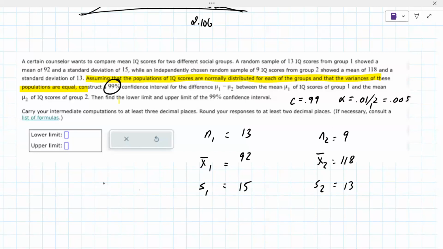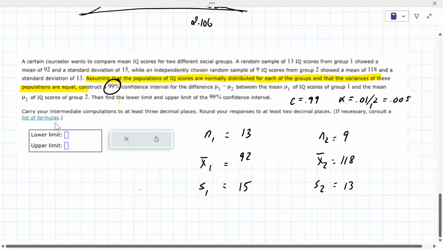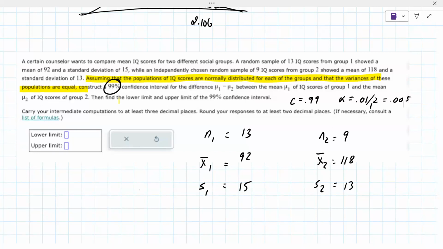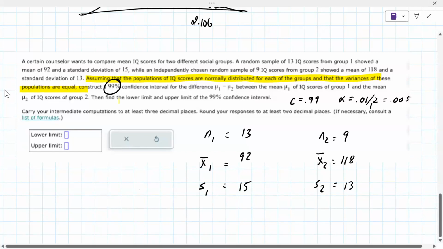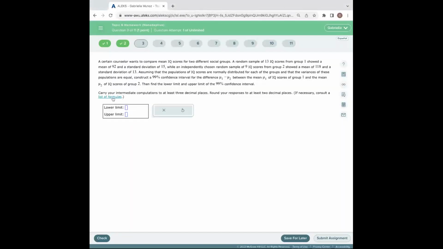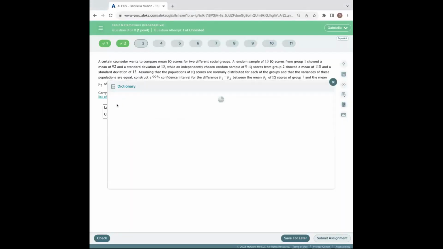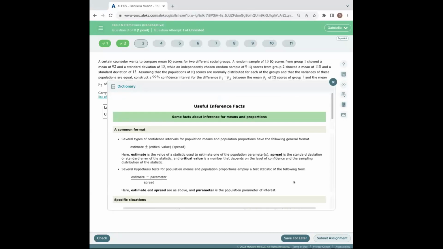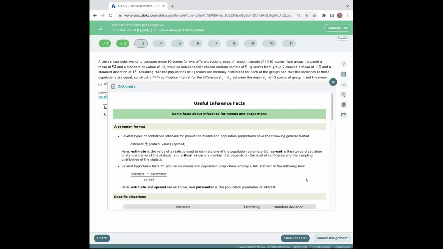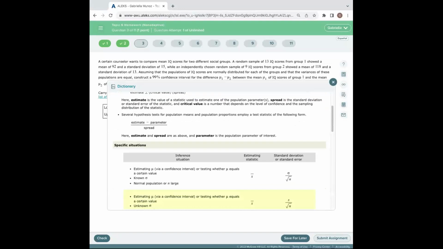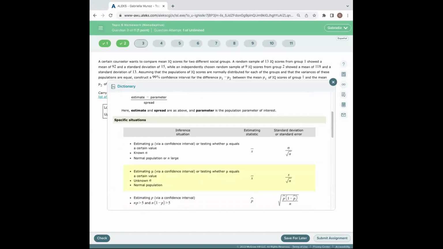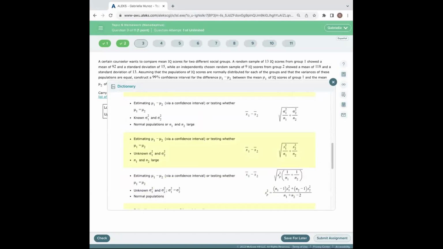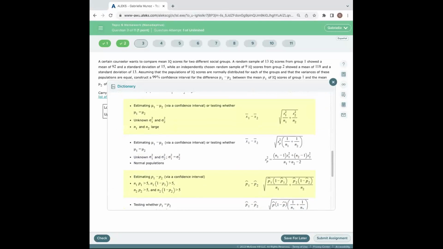Now I just got to ask here. Could you share your screen again for that list of formulas? I need to grab that. All right, scroll down. Way down. Keep going.